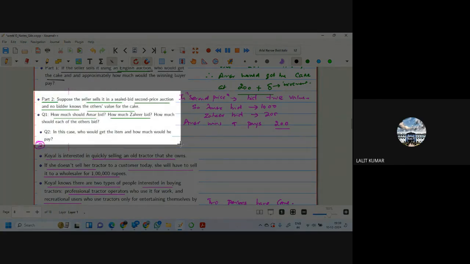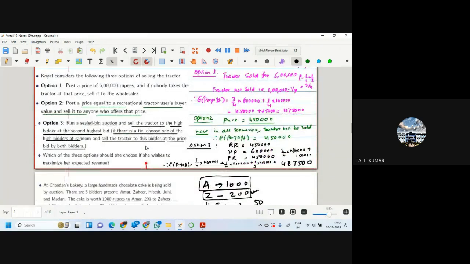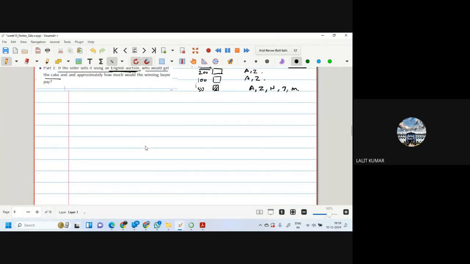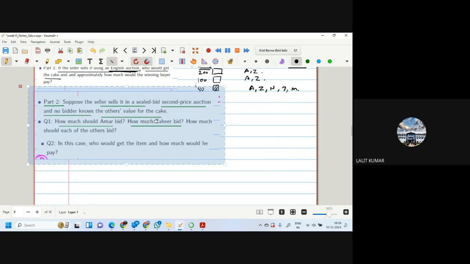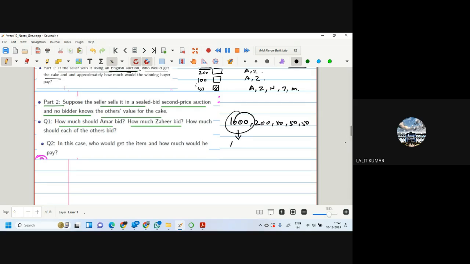Then also the second part is, suppose the seller sells it in a sealed bid. So sealed bid, what will happen? Everybody will have 1,000, 200, 50, 50, 50. So who will win? A will win, and will pay how much? Will pay 200.